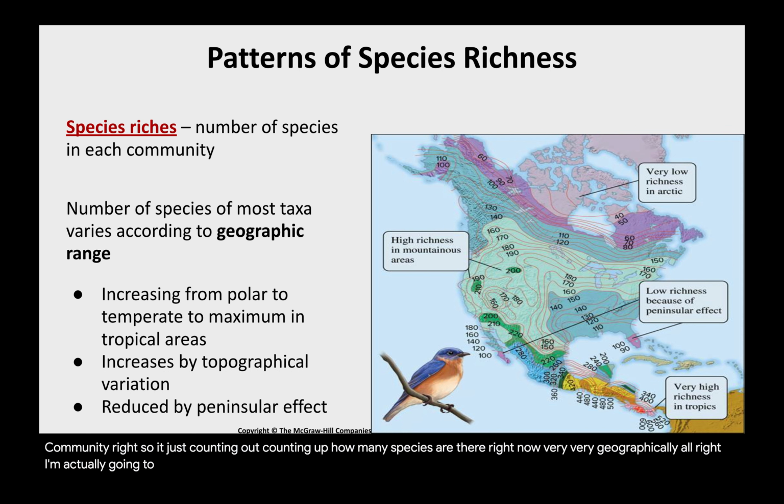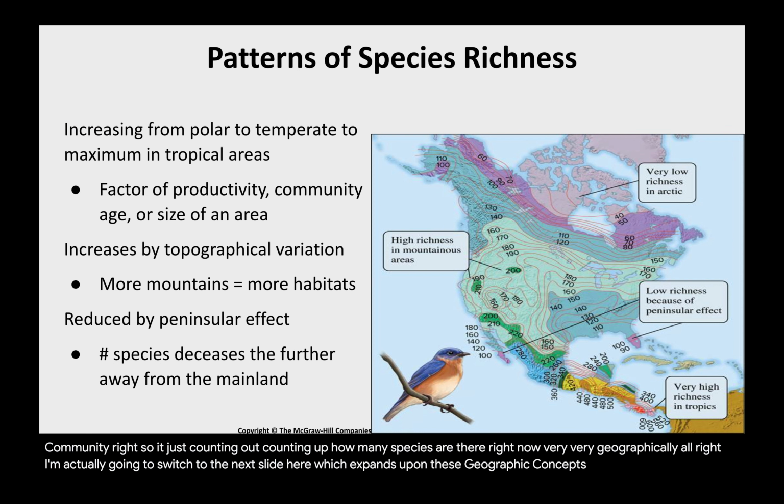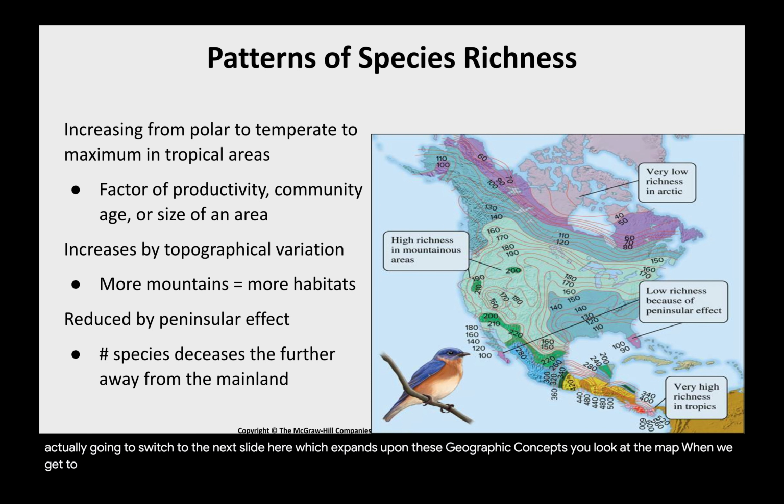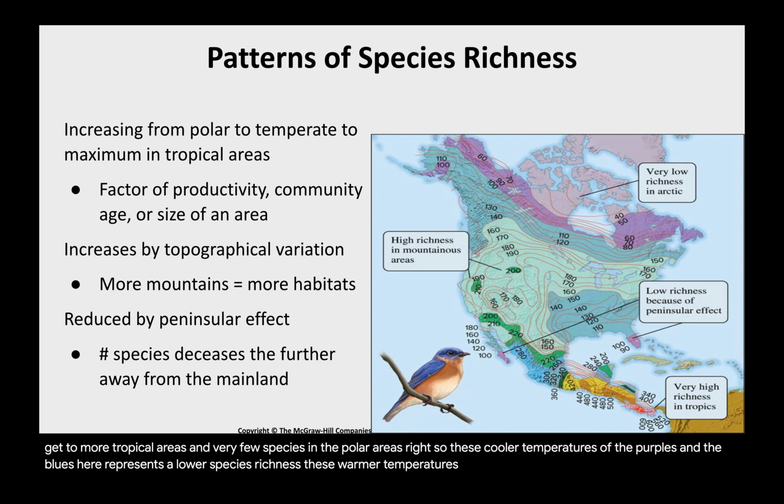And I'm actually going to switch to the next slide here, which expands upon these geographic concepts. You look at the map here, you can notice that there tends to be more species or a higher species richness, right, when we get to more tropical areas, and very few species in the polar areas. Right, so these cooler temperatures of the purples and the blues here represent a lower species richness. These warmer temperatures, these yellows, these reds represent a really high species richness. So there tends to be more species in the tropics, right?